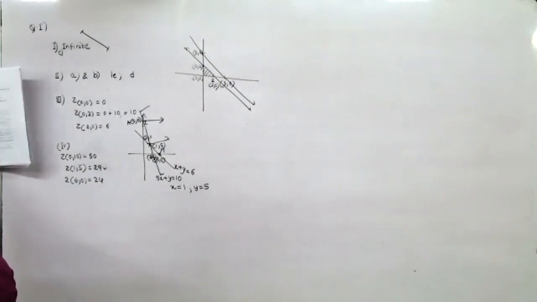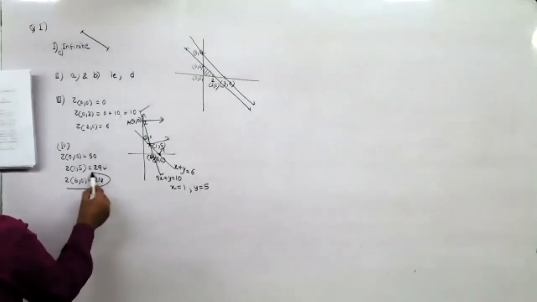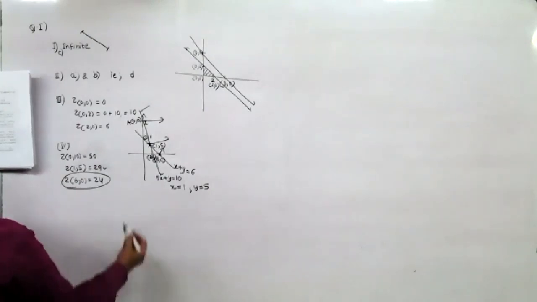Minimum value should have been 24. So 29 is the answer. How can it be possible? Because this is less than that. Maximum 50 should have been there, but it's given 29. No, it is wrong. This should have been the answer.